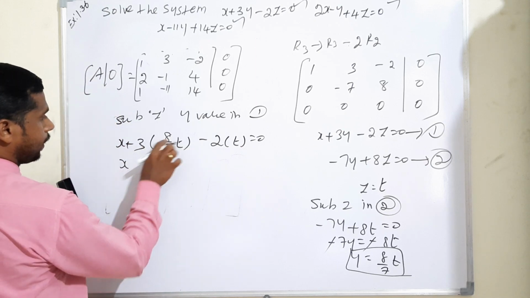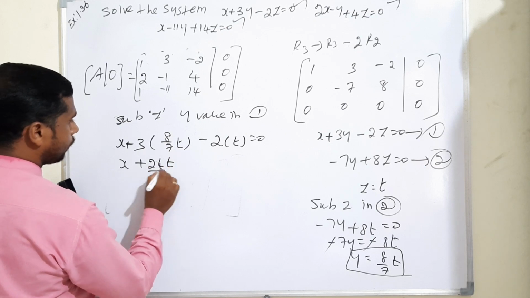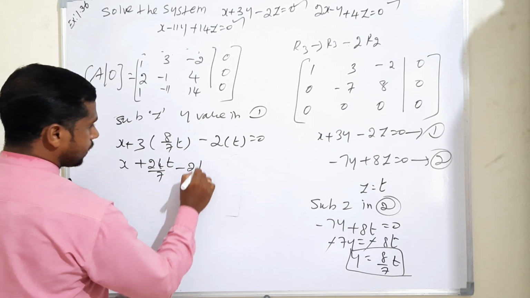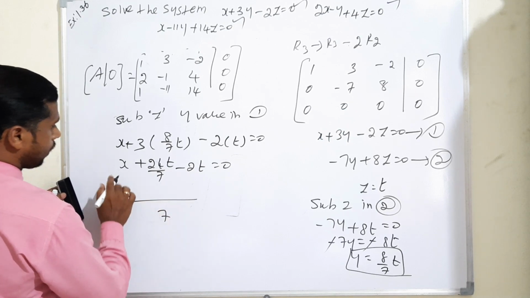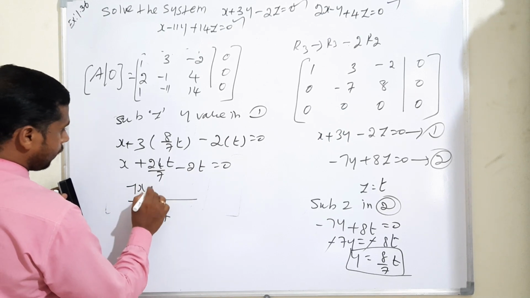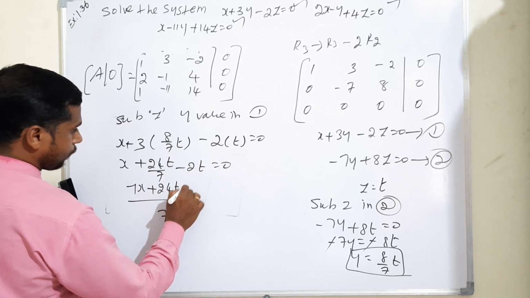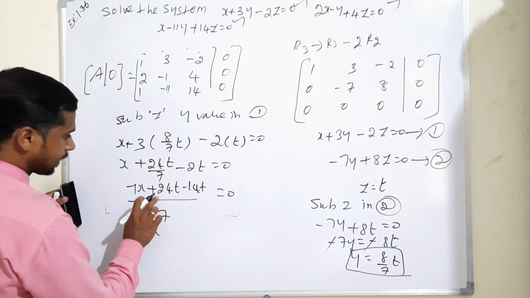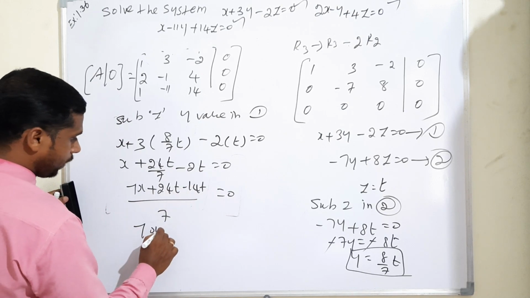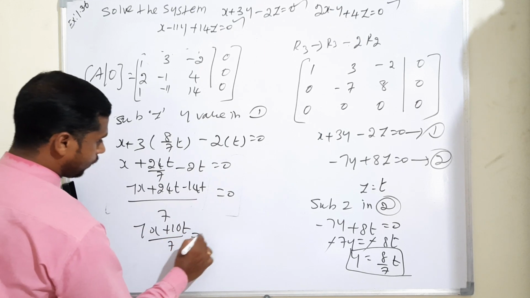Again, x plus 3 into 8, 24, isn't it? Plus 24 by 7t minus 2t is equal to 0. Again, common denominator 7, what will happen? 7x plus 24t. Again 2 7s are 14, minus 14t is equal to 0. Again 7x, 24t minus 14t means plus 10t by 7 is equal to 0.